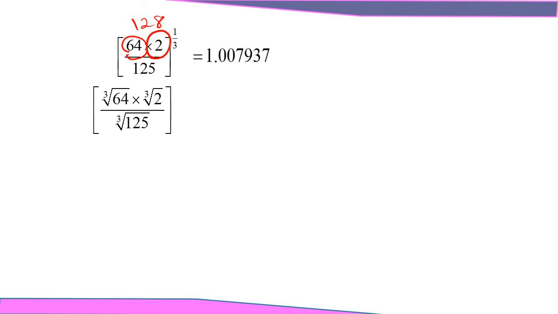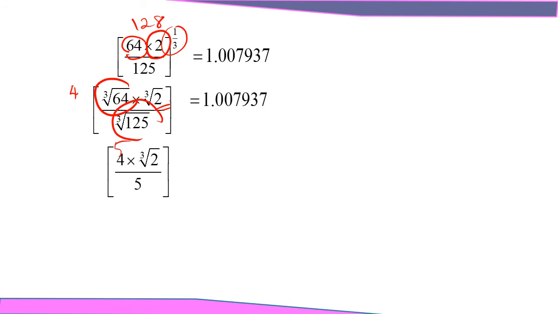So, what we get is the power of 1 over 3, which is the cube root of everything. So, cube root of 64, which is equal to, what is cube root of 64? 4. And then cube root of 2, what we want to find, and cube root of 125, which is equal to 5. Okay? So, we have 4 multiplied by cube root of 2 divided by 5, which is equal to 1.007937.